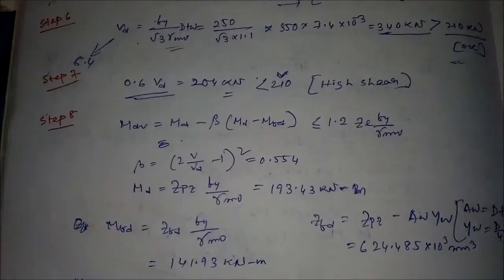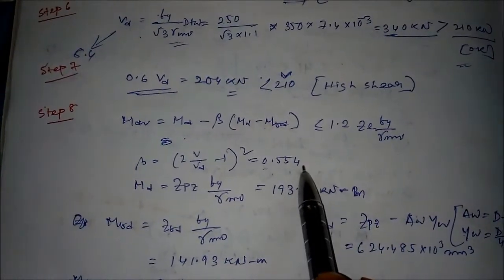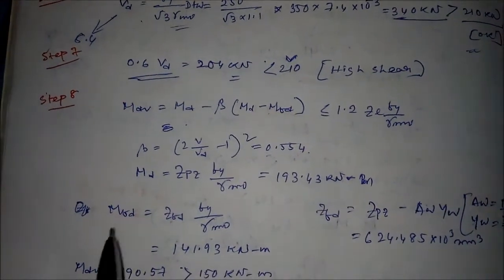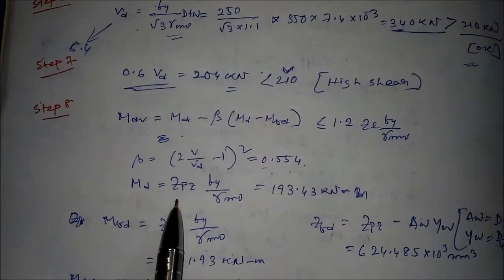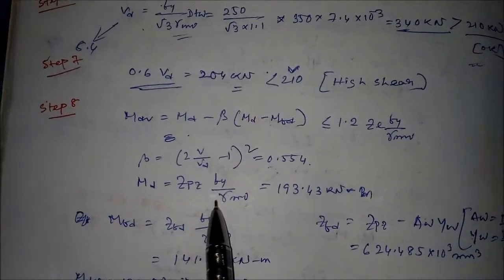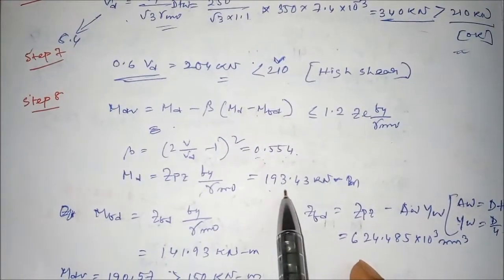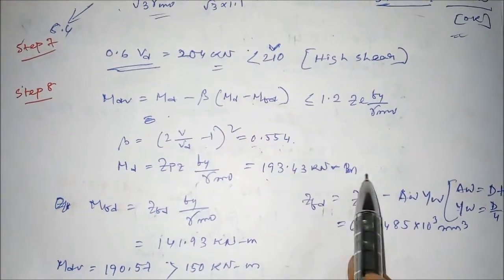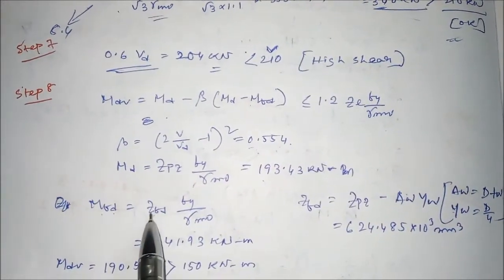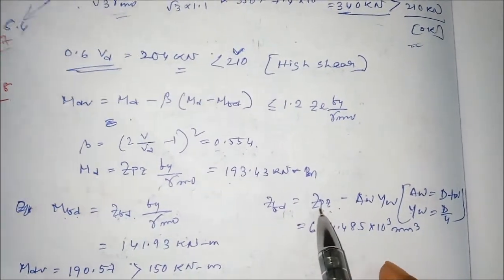Already we had done those things. After putting all the values, we are getting the value equal to this Md value. From this formula we are getting the value of Md equals 193.43 Newton meter.